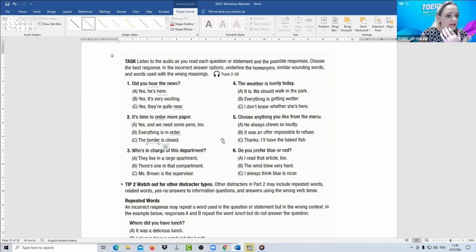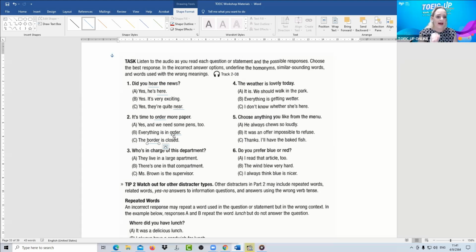Say that again. I didn't hear you. So can we respond B in this question? No. So when you say it's time to order more paper, order is the verb, right? And it's using it in a completely different part of the sentence. When you say everything is in order, you are saying everything is complete. So if you say it's time to complete more paper, maybe that would work out, but it's completely wrong in this context. Oh, okay. I see. Thank you.